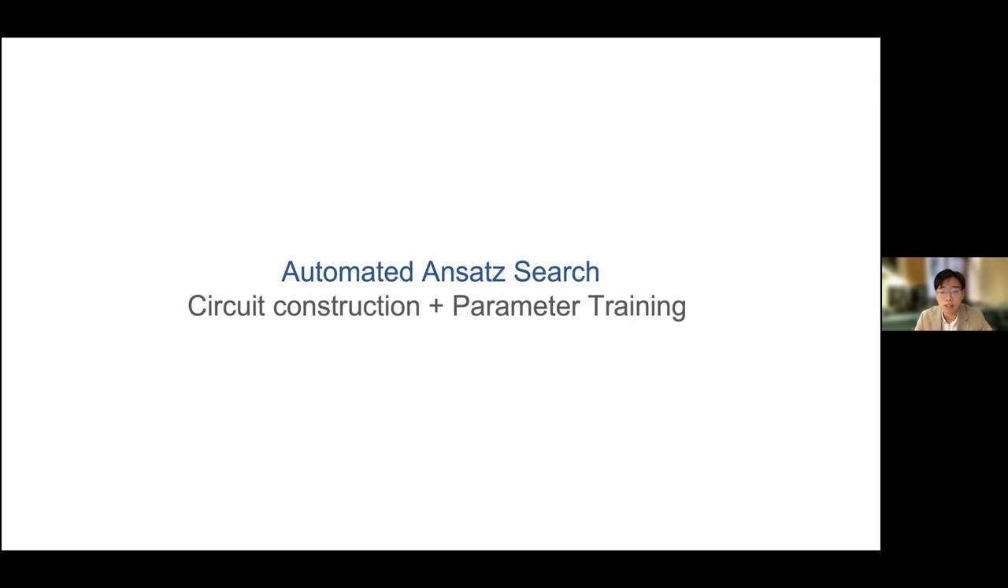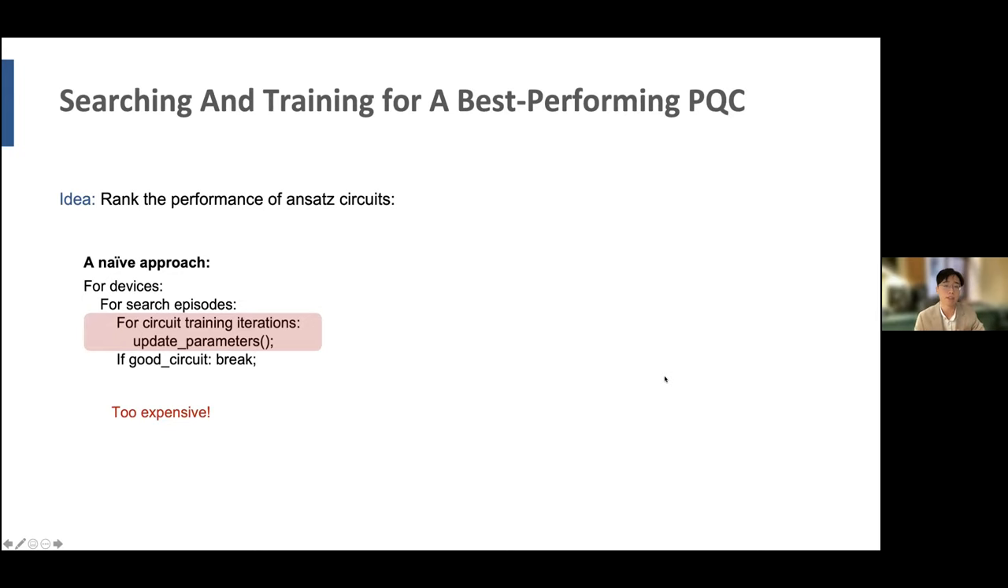So let me motivate this searching mechanism first using a naive approach. Ideally, we want to search for a good parameterized quantum circuit. It will be great if we have a ranking of the performance of several parameterized quantum circuits and try to identify the good ones. A naive approach to have an estimation of the ranking is to iterate over some of the design spaces. So iterate over the devices with different noise parameters. You iterate over some search episodes in search for good circuits. And then for each episode, you will need to train the parameters within the circuits to their best performing ones. And having those updated parameters, you are able to compare if a circuit is better than the other.